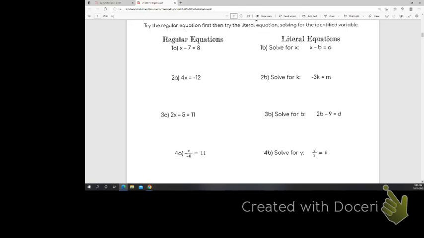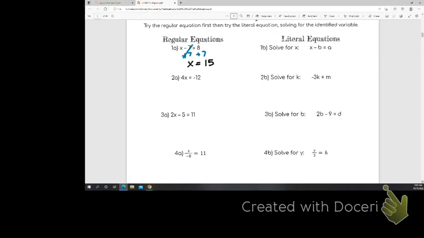So I'm going to add 7 and add 7. Or I can think of moving the 7 to the other side. Now in this case, I can actually add 8 plus 7, so I get a nice answer of 15.